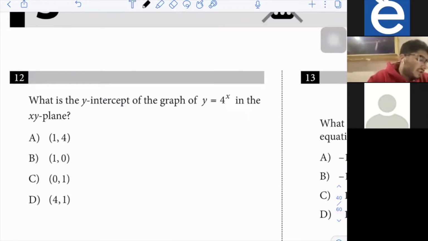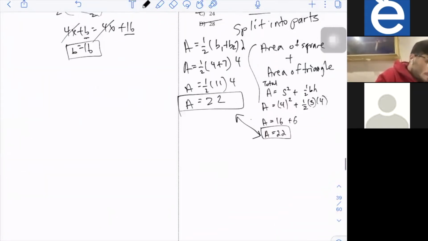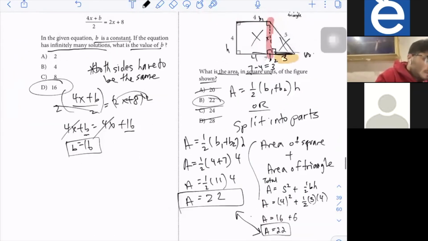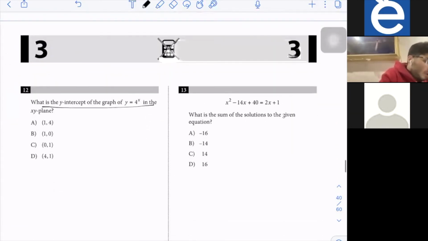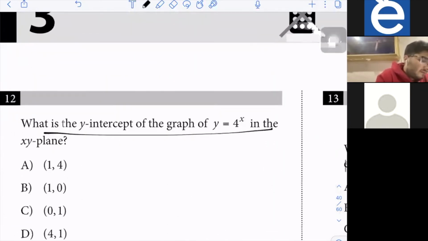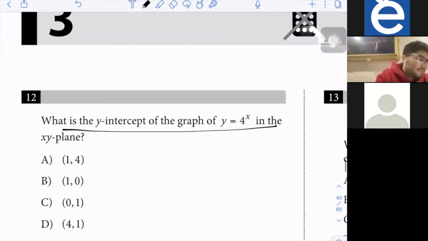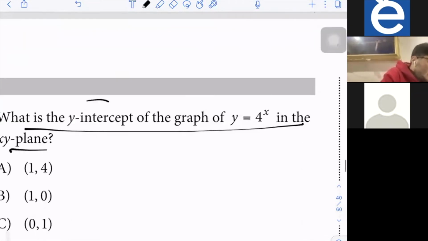What is the y-intercept of the graph y is equal to 4x in the xy plane? Okay, yeah. What is the y-intercept of the graph of y is equal to 4 raised to the x power in the xy plane? Okay, so it's asking for the y-intercept.